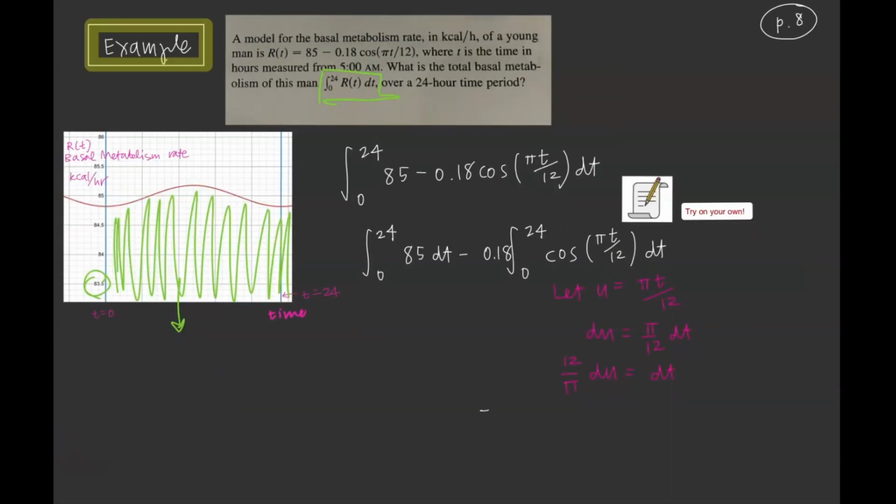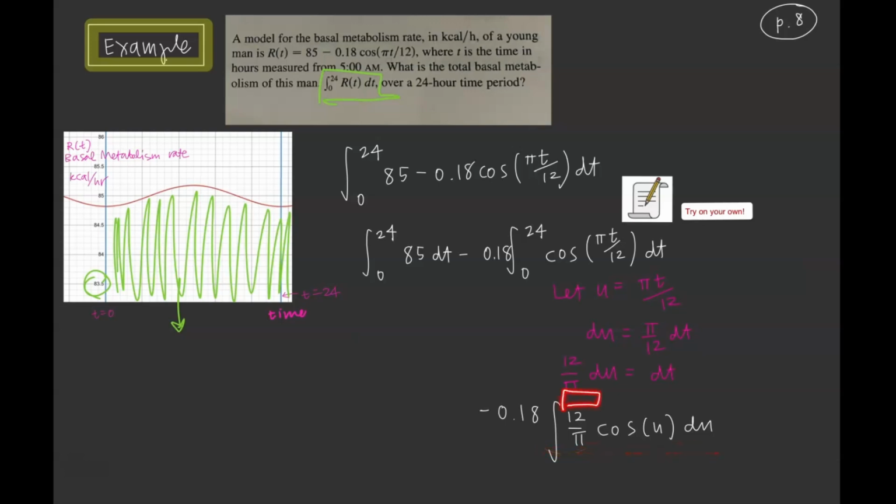So the second integral is negative 0.18. I'm going to pause right now on my limits of integration. We'll come back to that. And I have cosine of u, and then I need a 12 over pi du. That is what dt equals. And this is a pretty easy integral to evaluate.